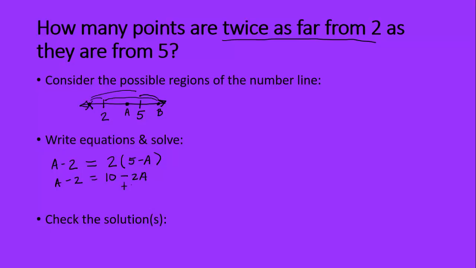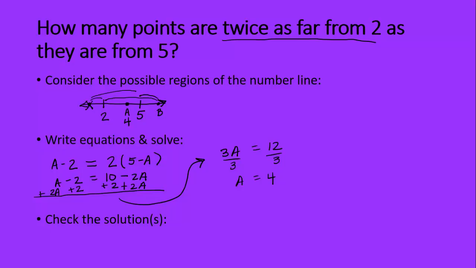Okay, well, I'm going to add the 2A over to the side and add the 2 also. Let's see what we've got now. 3A is equal to 12. Well, that's easy to solve. So A must be 4. Let's double check and see if that makes sense according to our diagram. Could this be 4 right here? Sure, that makes sense. It's between 2 and 5.